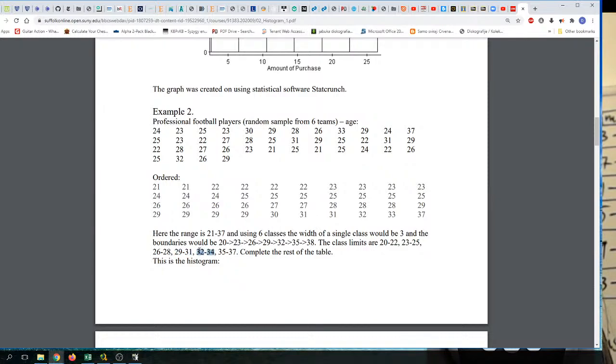Okay, the fifth class, 32 to 34. Well, I have 32, I have 33, I don't have any 34, so that means these two guys only. 2. And now the last class is 35 to 37. It looks like some old quarterback. Only one guy, 37. I don't have 35, I don't have 36, only 37.